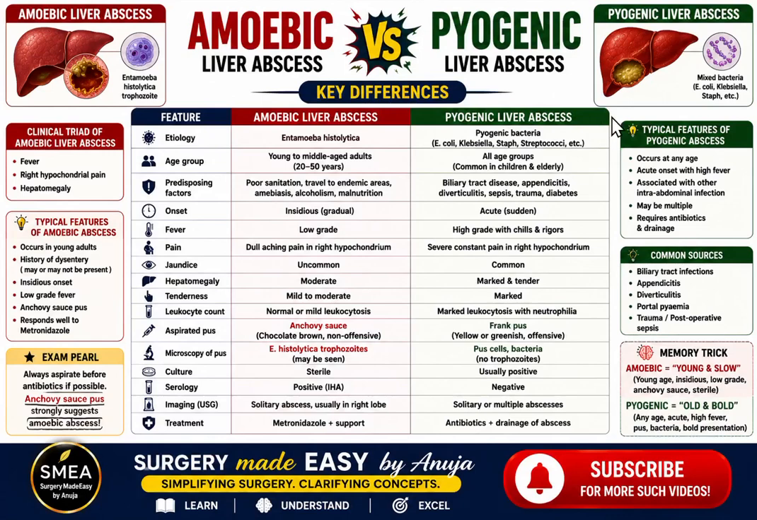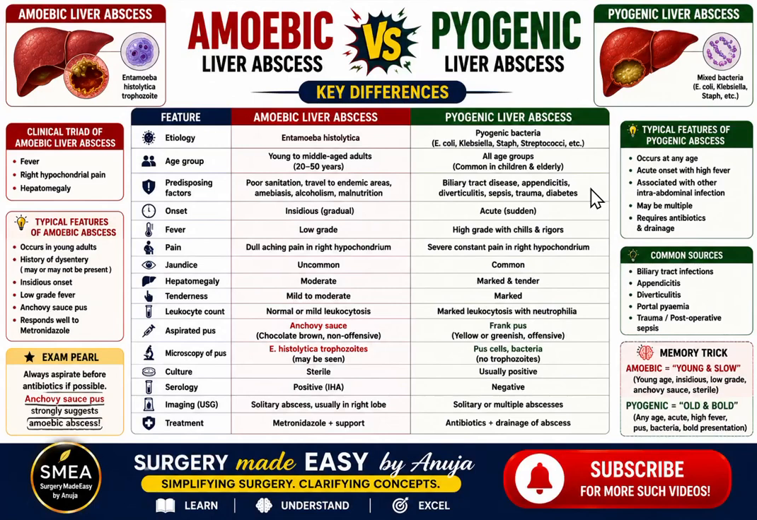Let us now look at pyogenic liver abscess. This is caused by a mix of bacteria such as E. coli, Klebsiella, Streptococcus, Staphylococcus, etc. And it can happen in any age group, but it is common in children as well as elderly.